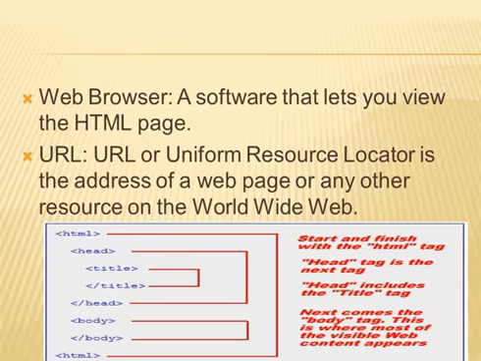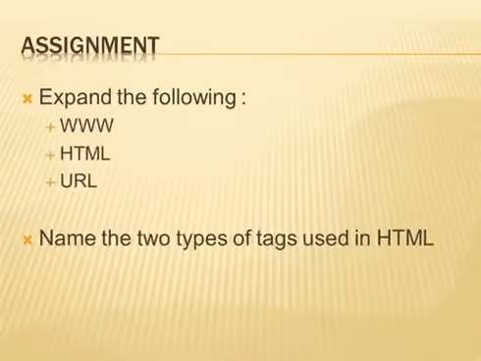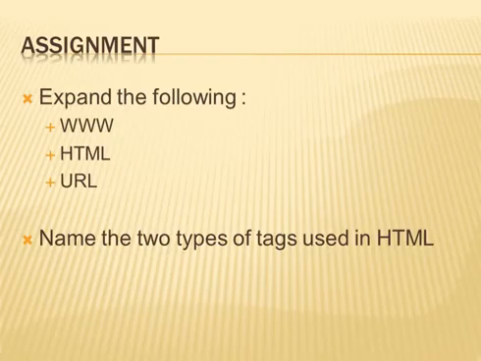A small assignment for you. First one, expand the following. You have to write the expansions of WWW, HTML and URL. I repeat, expand WWW, HTML and URL. Next question, name the two types of tags used in HTML. You just have to write the names of the two types of tags used in HTML.